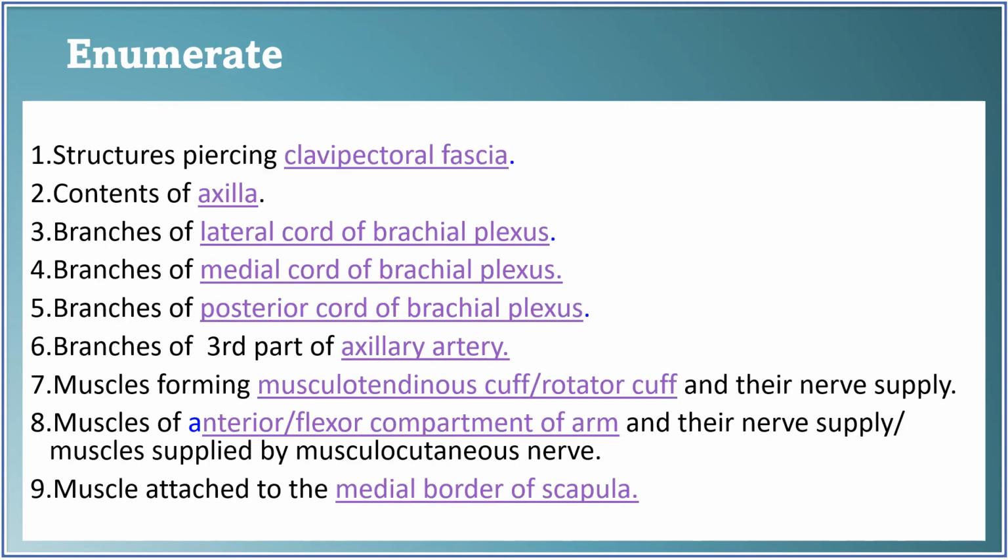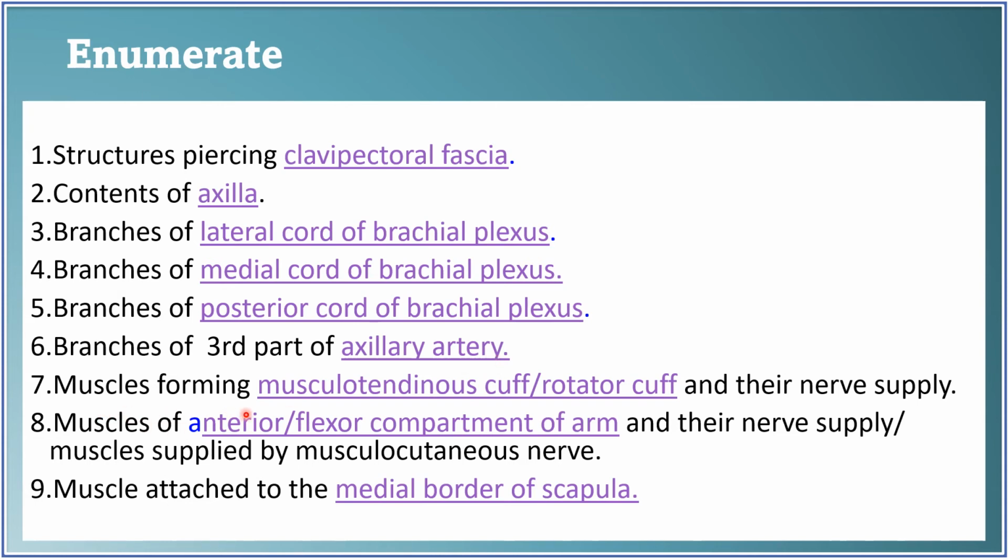Coming to enumeration, I have put 20 most important topics from which the questions can be asked, right? So when you are writing the answer to an enumerate question, you just have to mention the names of those structures. There's no need to draw a diagram or to explain anything, right? So let's see here: structures piercing clavipectoral fascia, contents of axilla, branches of any of the cords can be asked, right? So you just mention lateral cord, the 3 branches, that's all you have to mention, their names. No diagram, nothing else. Then comes branches of third part of axillary artery. Usually third part is asked because first part has got only 1 branch and second has got 2, right?